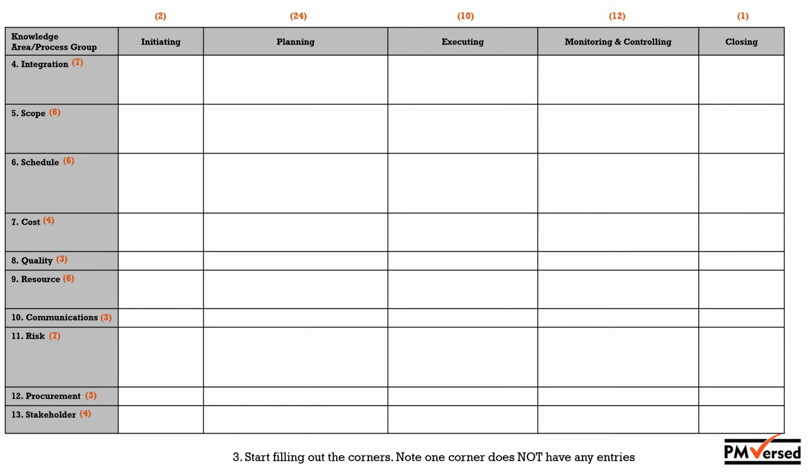Now, the third thing to remember is to start filling out the corners. The corners are so easy because there's just a handful of initiating and closing processes. So that's why there will only be a few. Actually, there are 3: for initiating, there are 2, and for closing, there's 1. So that's how you fill those corners. But there's always going to be one corner left out, which is the closing stakeholder grid at the bottom right.